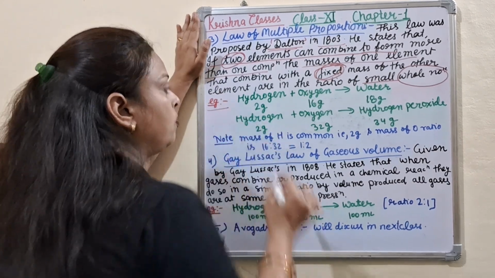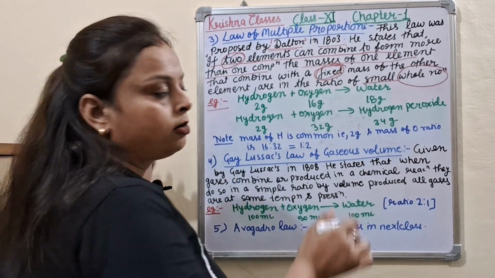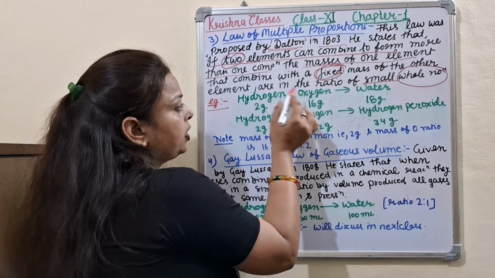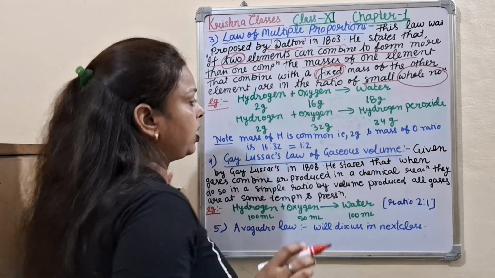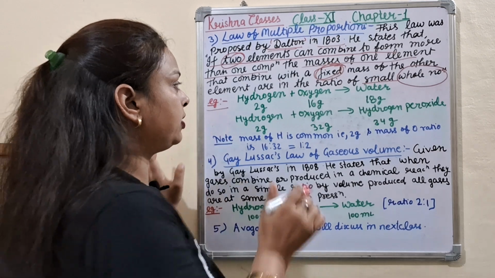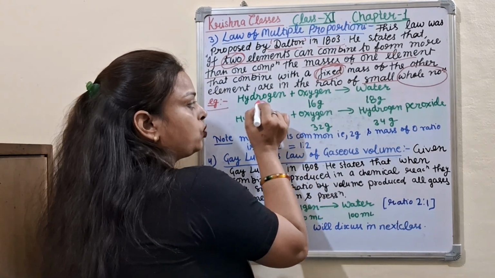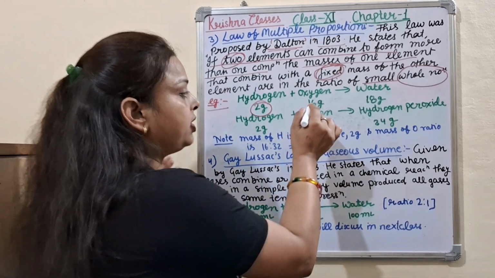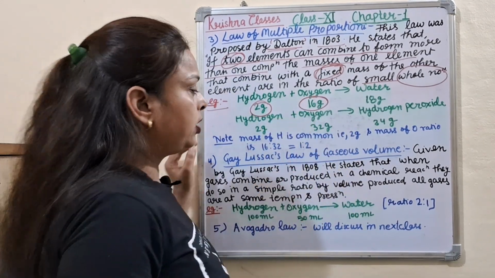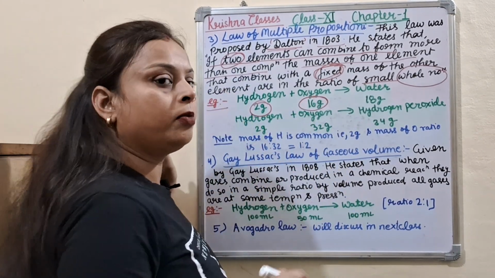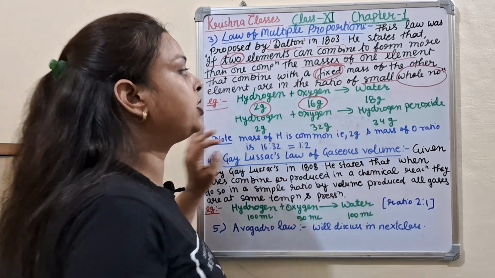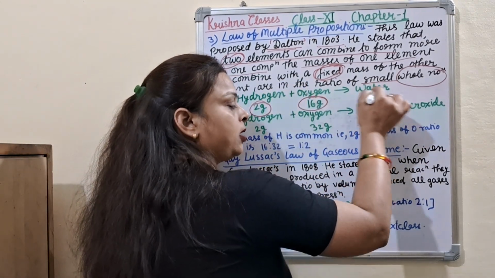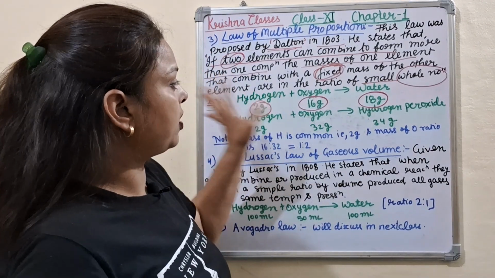What is the example? Hydrogen plus oxygen gives water. You know very well, hydrogen H2 plus O gives water. So here the mass of hydrogen is 2 gram and the mass of oxygen is 16 gram. Then water forms, and the mass of water is 18 gram.